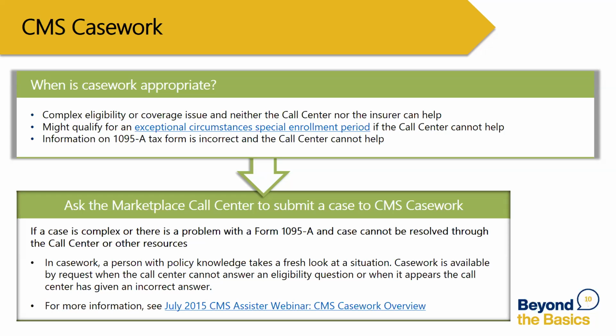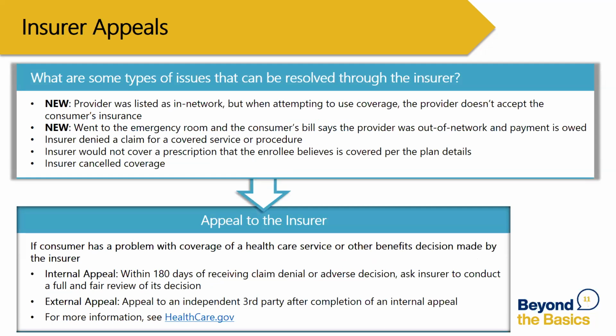So that's the first bucket that I think is really important for people to understand and know what the options are. The second bucket is a number of decisions that insurers make about coverage of particular services or prescription drugs, refills, reauthorization of services, things like that. In these cases, the insurer usually is the first line of requesting assistance. So for example, if a provider is listed as in-network, but then the provider says they're not accepting the insurance. Or the consumer goes to the emergency room and the consumer's bill says the provider is out of network and payment is owed. These are two new situations that come up under the No Surprises Act in particular.